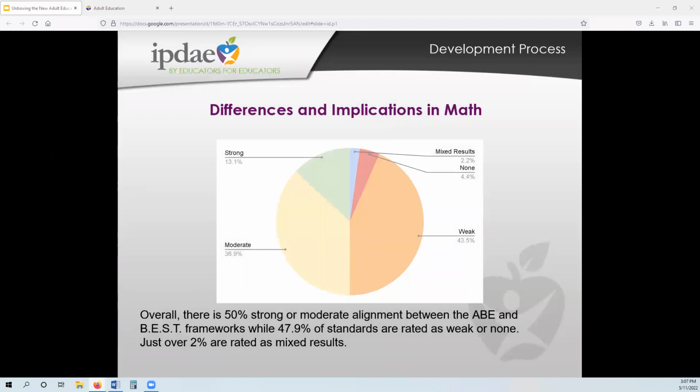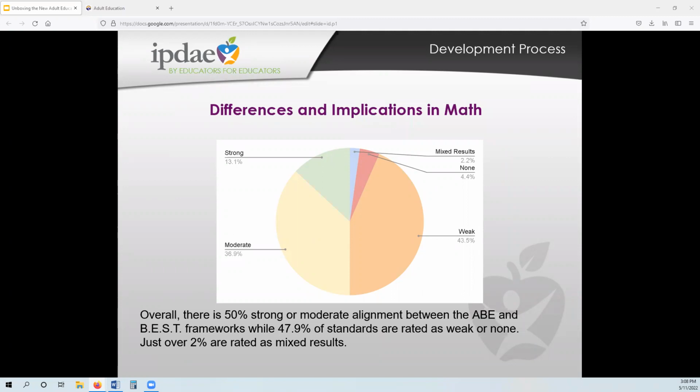Great. And so here is sort of the comparable analysis on the math side. You'll notice it looks a little bit different, but it's really important to highlight that a similar research process was followed, analyzing and surfacing the key similarities and differences between the BEST K-12 standards framework and the previous ABE mathematics framework. You'll see that the alignment is overall a little bit less strong on the math side, with only about 50% of the standards being rated as having strong or moderate alignments.